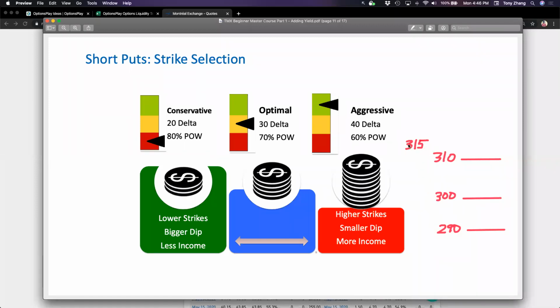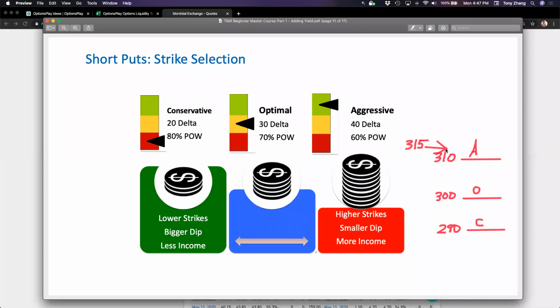So what I have here are three types of strike prices. We have an aggressive strike price. I would consider this one the aggressive strike price. I would consider this one maybe the optimal, and this one maybe the conservative strike price, okay? So aggressive strike prices are much higher strike prices. They require the stock to have a much smaller dip before the trade is executed. And in exchange for that, you're going to get a higher premium or higher income on that short put. The 290 put, these are much lower strikes. These require the stock to make a much bigger dip before these trades are executed. And in exchange, you're going to get less income.